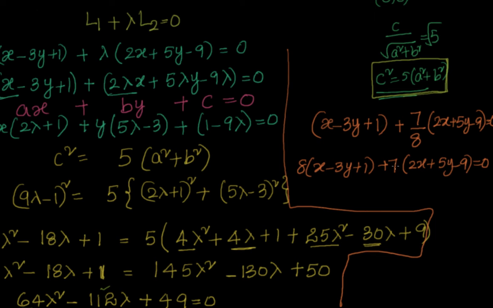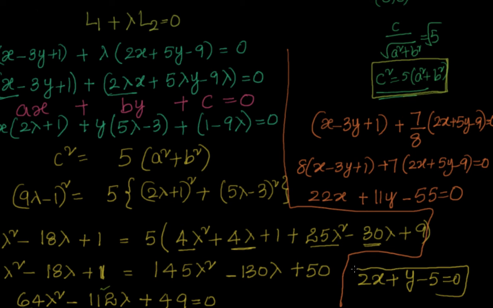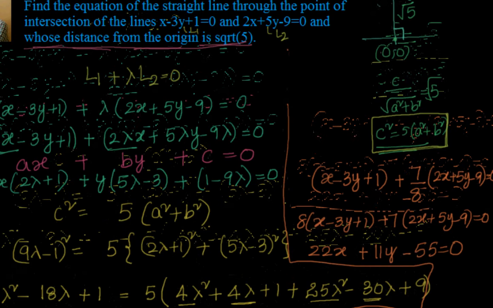If you simplify this, you will have 8x plus 14x, 22x, minus 24 plus 35, that is 11y. 8 into 1 is 8, minus 63, that is minus 55, equal to 0, which is nothing but equal to 2x plus y minus 5 equal to 0. So the equation of the straight line which is passing through the point of intersection of x minus 3y plus 1 and 2x plus 5y minus 9 and is also at a distance of root 5 from origin is 2x plus y minus 5 equal to 0.